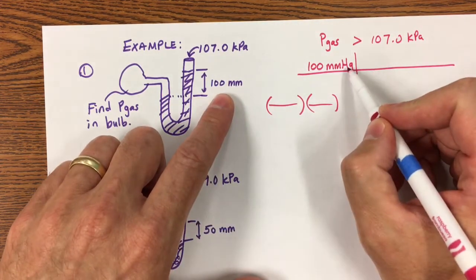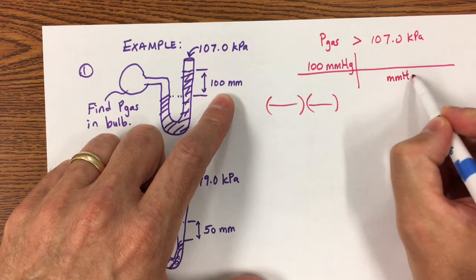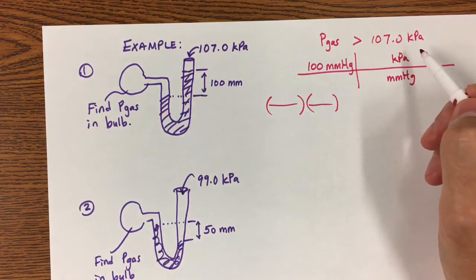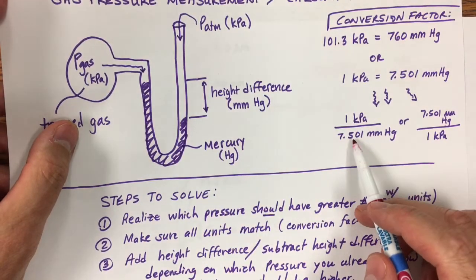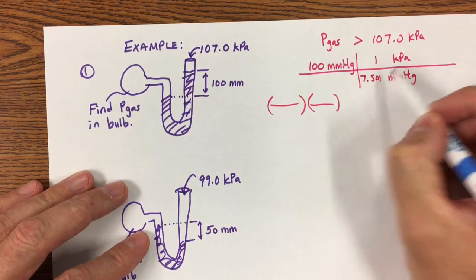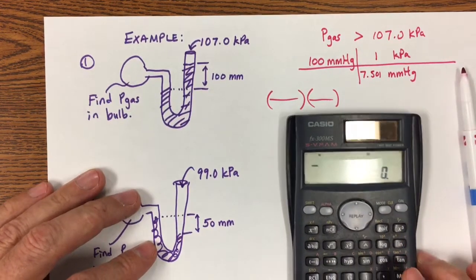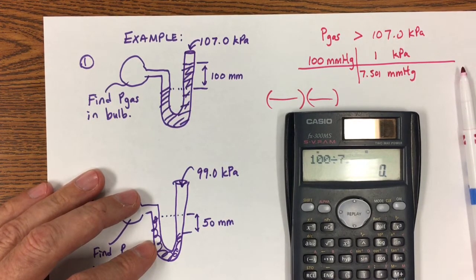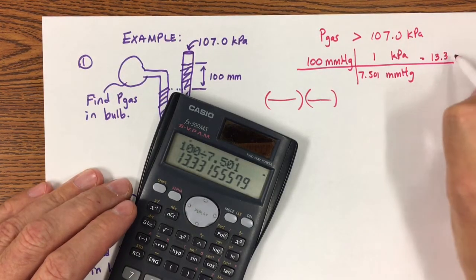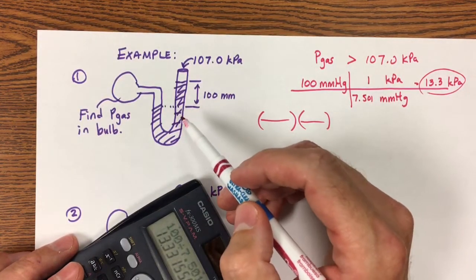So we need to convert millimeters of mercury into kPa, so I'll need to cancel out millimeters of mercury. So I put millimeters of mercury in the bottom of my conversion factor and kPa in the top. And then I go back and get my numbers, 1 kPa and 7.501 millimeters of mercury. Then I'm just going to do a little division to get my number. 100 divided by 7.501 gives me 13.3 and some change kPa. That's the difference between the two heights in kilopascals.